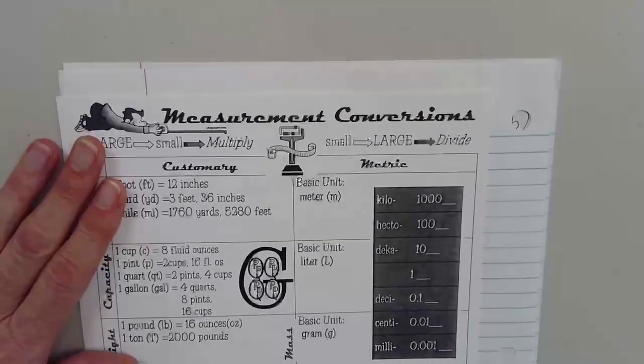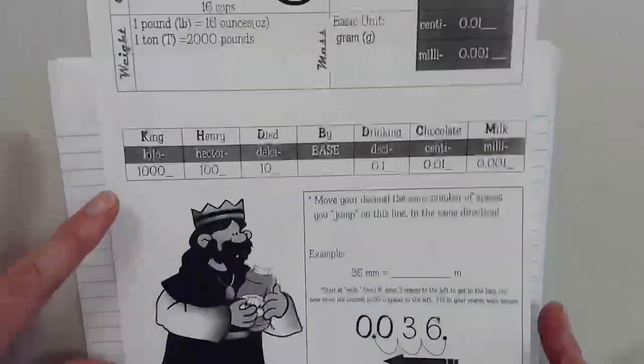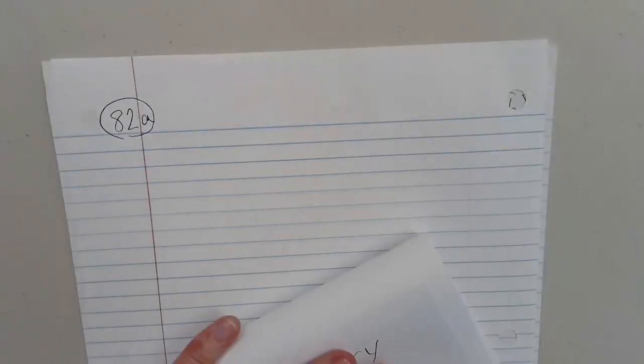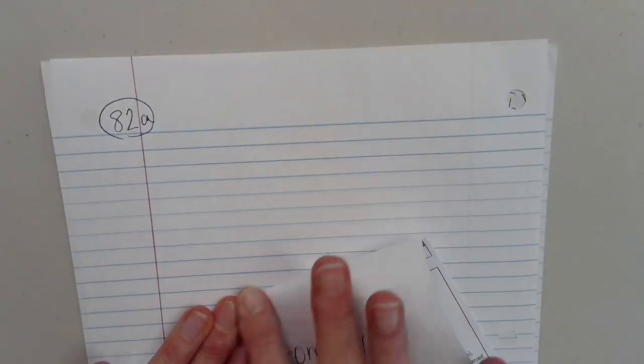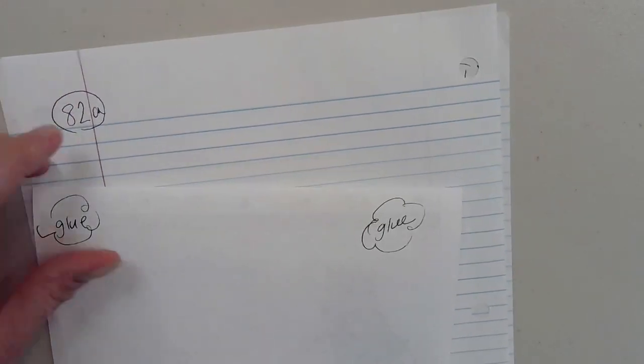Okay, this is a measurement conversions chart that has customary and metric. This is at the bottom. It's going to be a foldable, so you're going to fold it in half so that you can see the outside that says customary and metric measurements. On this side, you can see where you're going to glue. So you're going to go ahead and glue that into your interactive notebook on page 82A.